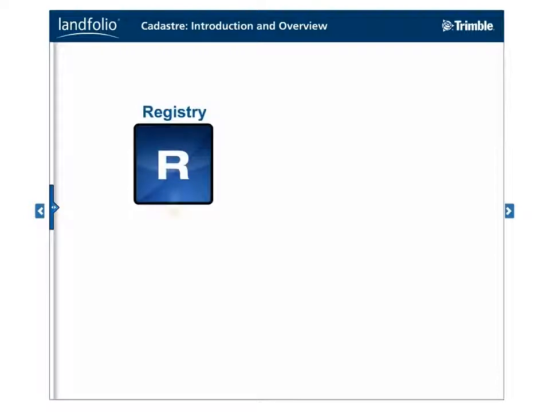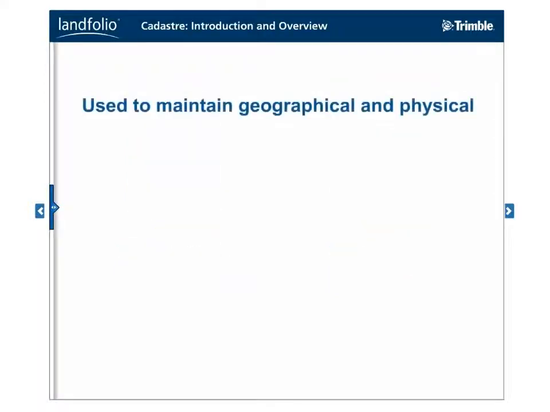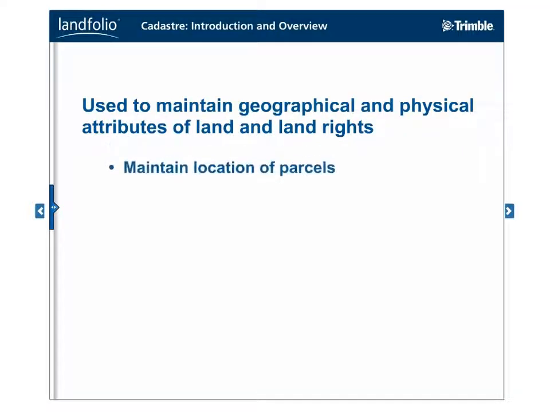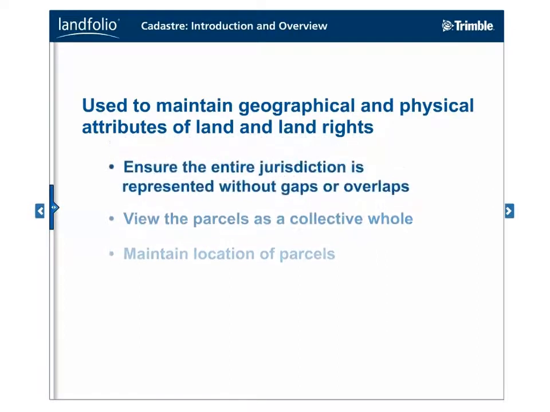While the registry module answers the "Who owns it?" question, the Catastro module answers the "Where is it?" question. It is used by a surveys and mapping or Catastro office to maintain geographical and physical attributes of land and land rights. Specifically, the Catastro application is used to maintain location of parcels, view the parcels as a collective whole, and to ensure that the entire jurisdiction is represented without gaps or overlaps between parcels.